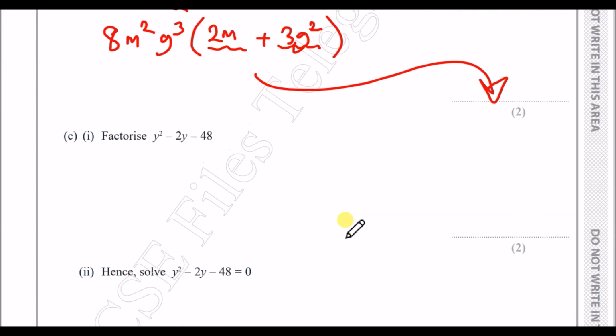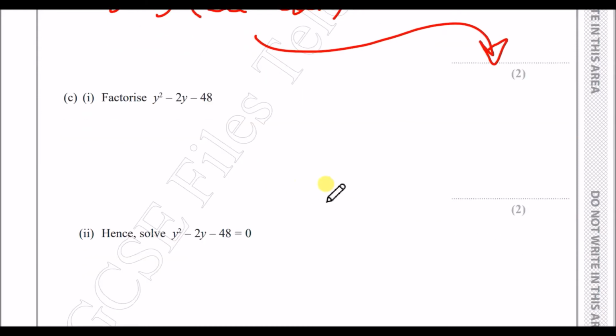Now for C, it's kind of the same thing. Actually, no, it's not. It's quadratics. So factorize y squared minus 2y, take away 48. So for this kind of problem, this is a double bracket problem. Every time you've got something squared, plus or minus another thing, plus or minus a number, you always think double brackets. Yeah, this is like a must.